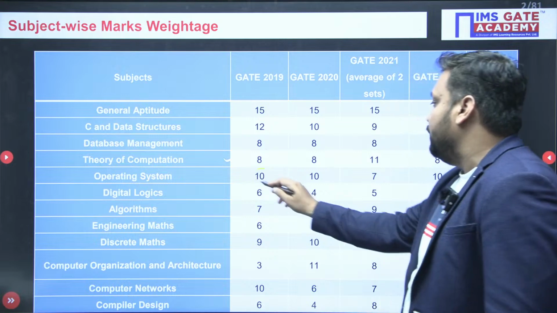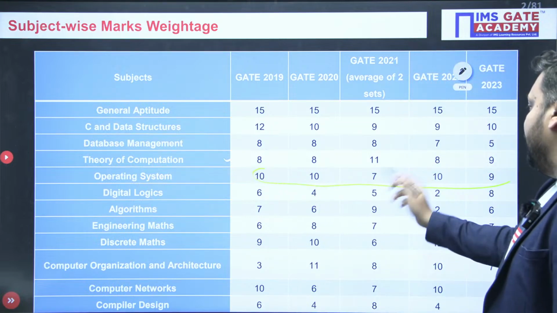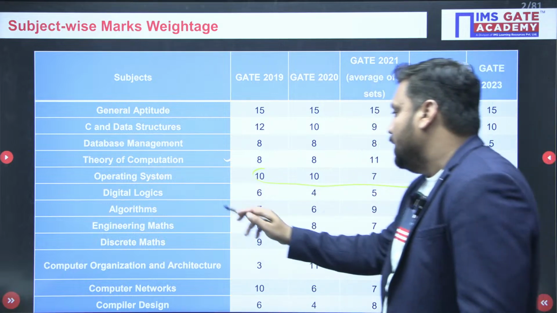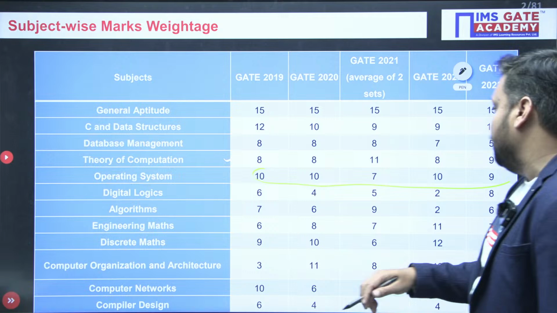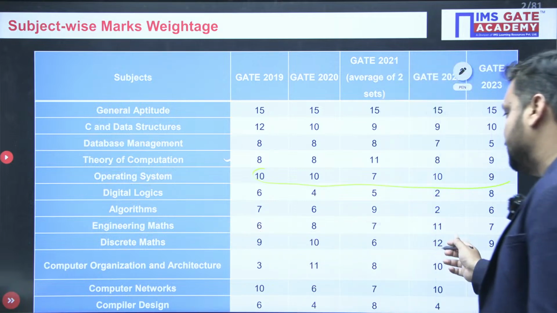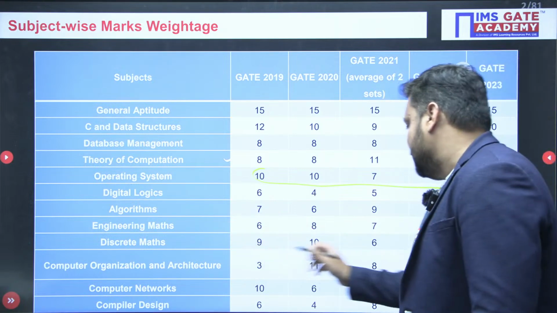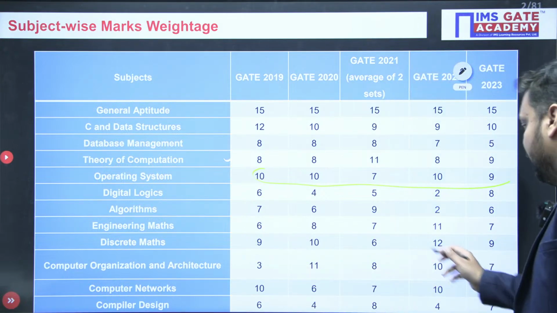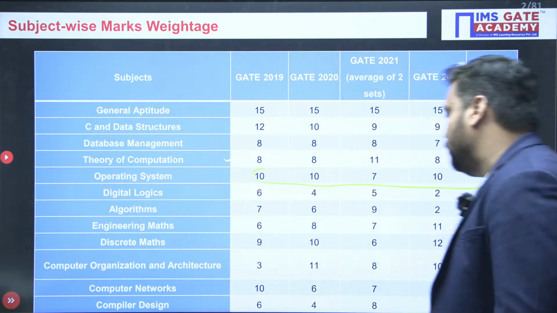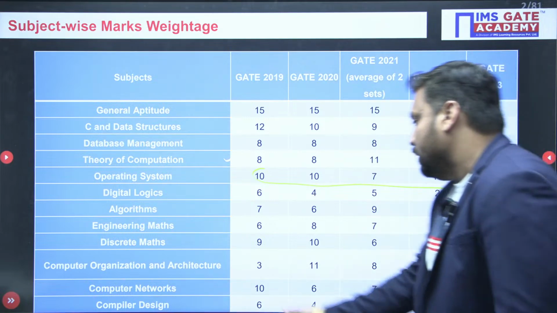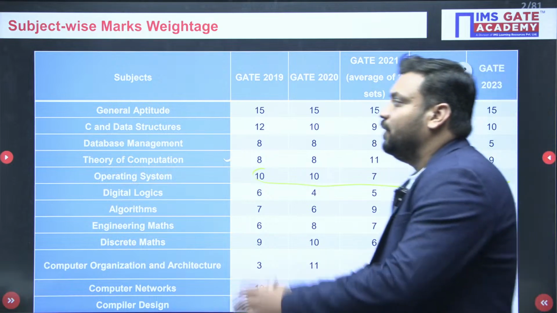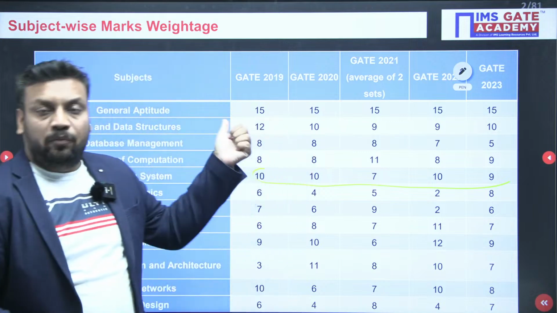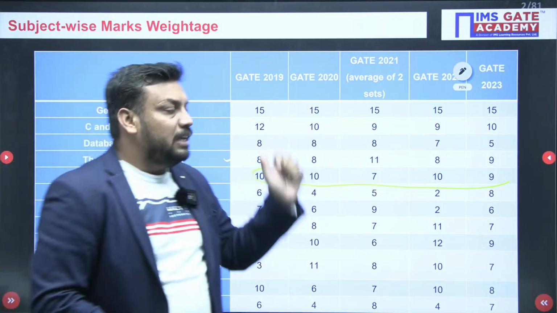Operating system weightage generally varies between 7 to 10. Digital logic varies between 2 to 6. Algorithm varies between 2 to 7. Engineering maths varies between 7 to 11. Discrete maths varies from 6 to 12 marks. COA weightage varies from 3 to 11, computer network varies from 8 to 10, and CD varies from 4 to 8 marks. So these are the general weightages for each subject from the last 5 years.